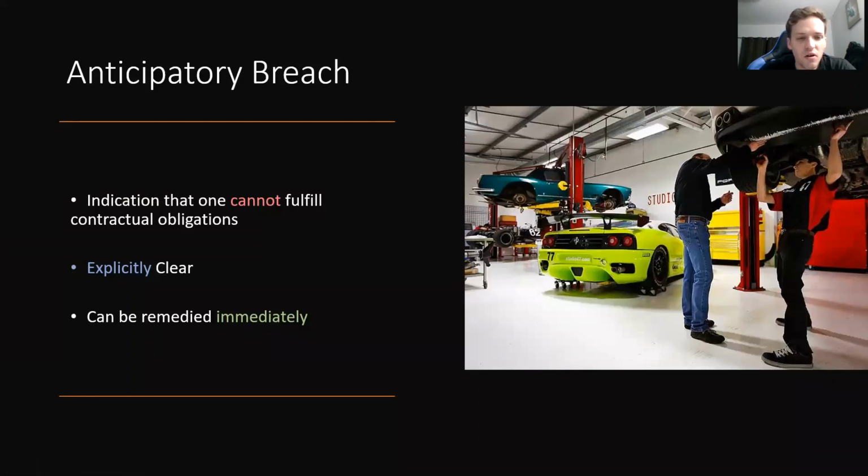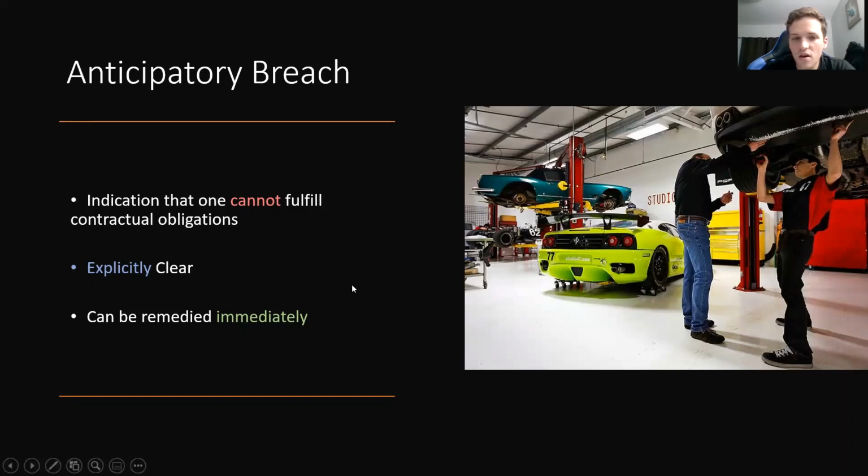Anticipatory breaches are when a person or a party indicates that they will not be able to fulfill their contractual obligations. Something that is good to know is that it needs to be explicitly clear for it to go over well when you claim the breach in court, and that this can be done immediately after the person indicates that they will not be able to meet their obligations.